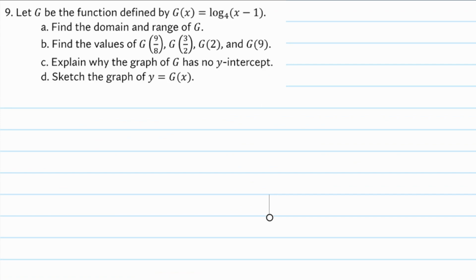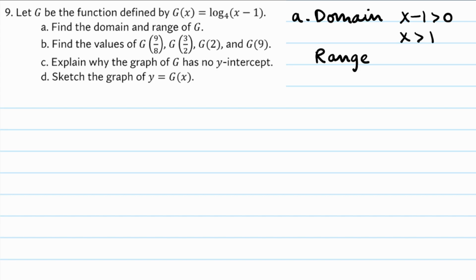Last one is g, which is going to be the function defined by g of x is log with base 4 of x minus 1. Alright, so domain and range, easy enough. Domain: I'm going to grab the argument and set it greater than 0. That'll give me x is greater than 1.